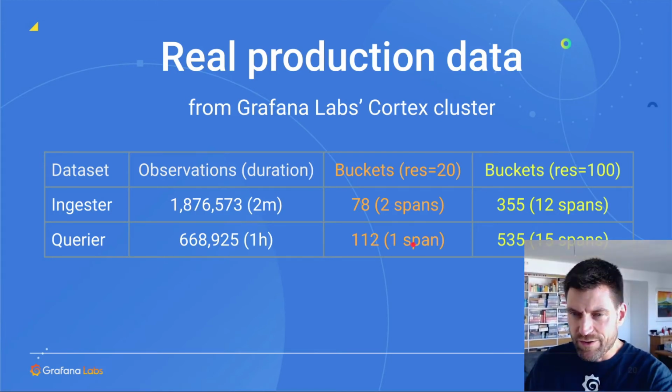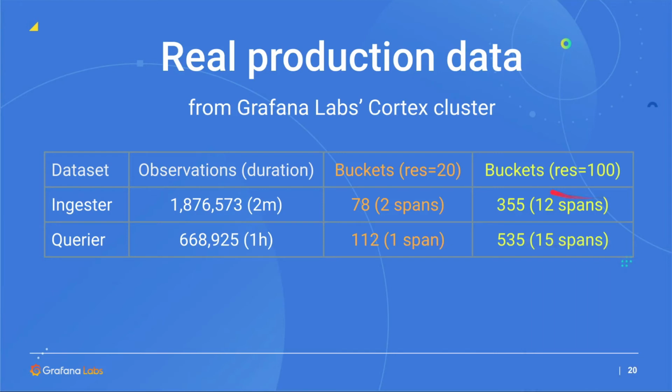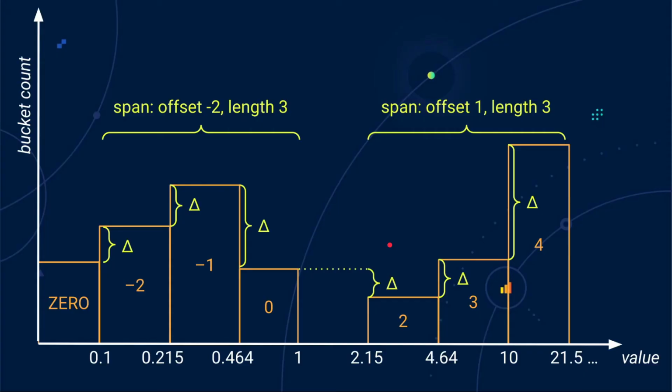You can also go to much higher resolutions. So this is the higher end resolution of 100. We have many more buckets and also more spans. Like more often you have some empty buckets in the middle. But overall, a couple of 100 buckets, I think this is something we can manage. So this gave me some confidence that I'm on the right track.